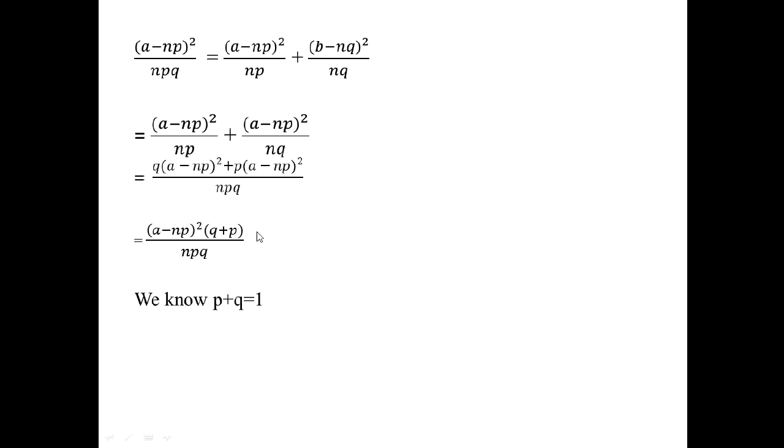Well, again, just remind everyone that we know that p plus q has got to be 1, so q plus p is also 1. So this factor here, q plus p, is just equal to 1. And then that's exactly what we're trying to show, that this expression here is just (a minus np) all squared divided by npq.